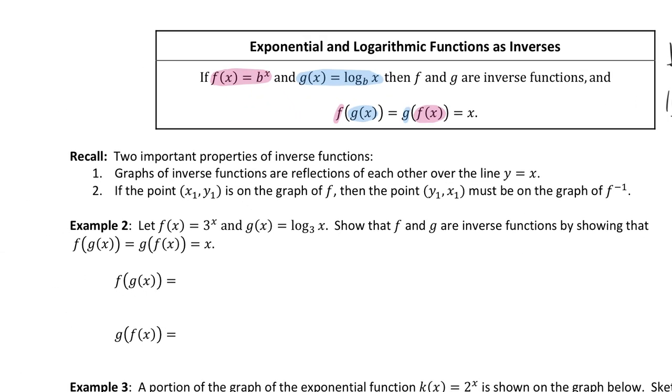And then we need to recall just two other important properties of inverse functions from topic 2.8. Remember that the graphs of inverse functions are reflections over the diagonal line y equal to x, so a diagonal line from corner to corner if you have a square graph. And if the point (x1, y1) is on the graph of f, then the point (y1, x1) must be on the graph of f inverse, meaning you switch the coordinate points, and we've nailed that down pretty well.